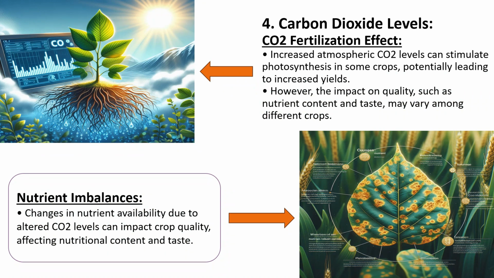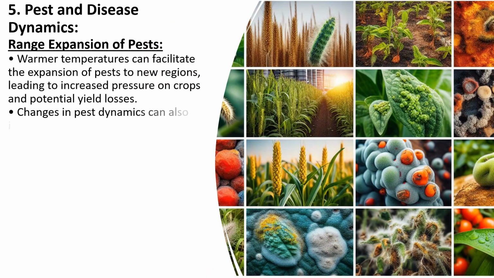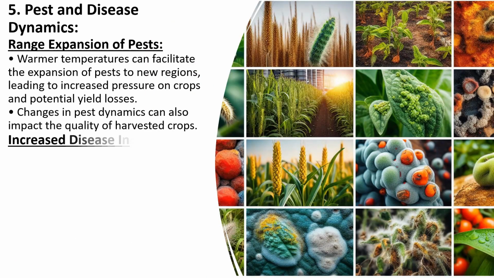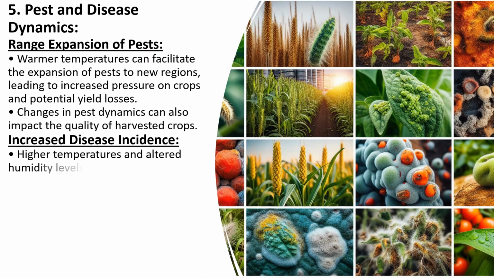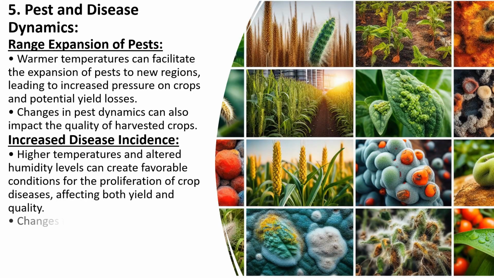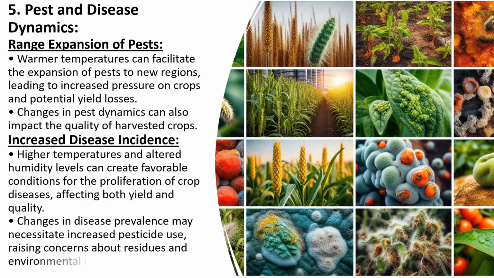Nutrient imbalances. Changes in nutrient availability due to altered CO2 levels can impact crop quality, affecting nutritional content and taste. 5. Pest and disease dynamics. Range expansion of pests. Warmer temperatures can facilitate the expansion of pests to new regions, leading to increased pressure on crops and potential yield losses.